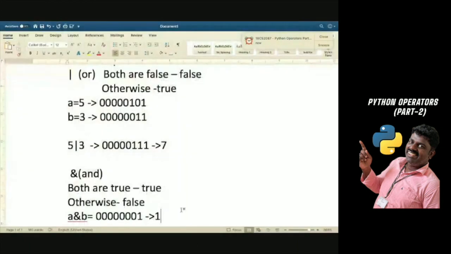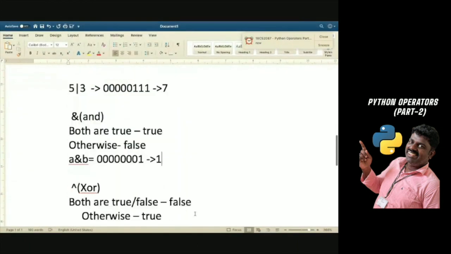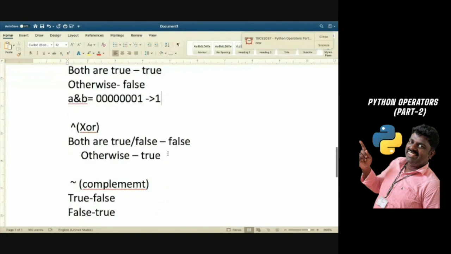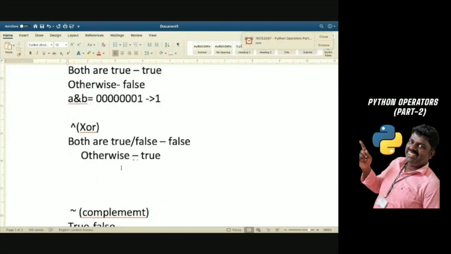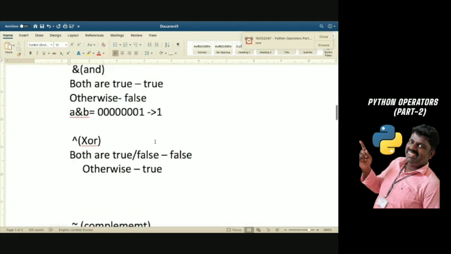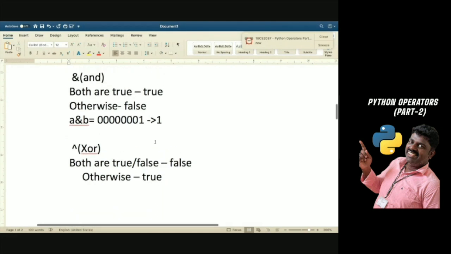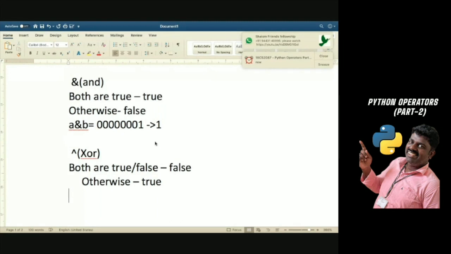similarly, if you are going for XOR also, right? So here what is the condition? Both are true or false, then we are having false. Otherwise it will be true. Both should be true or false. If both are true, then also the answer is false. Both false, then also it is false. Otherwise it will be true. So what is the symbol we have to use? A cap B.